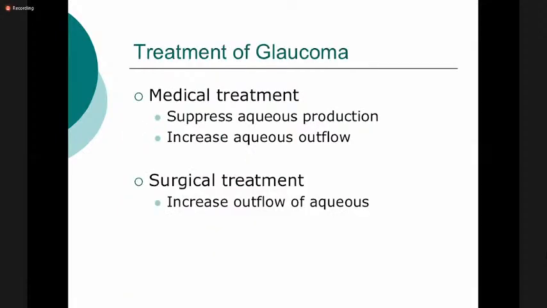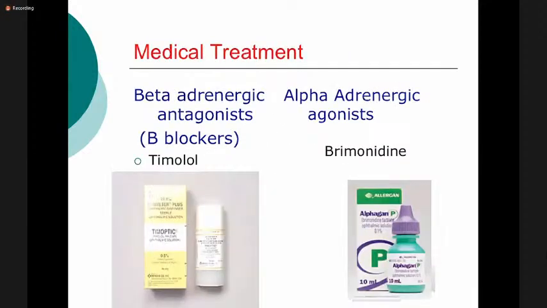So treatment, let's quickly go to treatment. You can use medical treatment, which is eye drops and sometimes some oral and intravenous medication, or you can do surgery. Medical treatment usually has two main functions, either to suppress aqueous production or to increase aqueous outflow in order to reduce the pressure. In surgical treatment, usually we just increase the outflow of aqueous from the eye. So there are different kinds of medication. We have beta blockers. Most commonly, we use timolol.